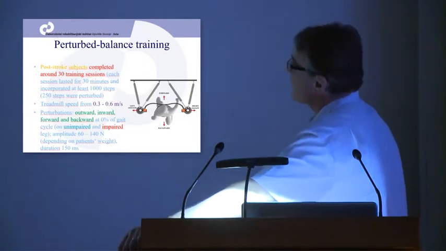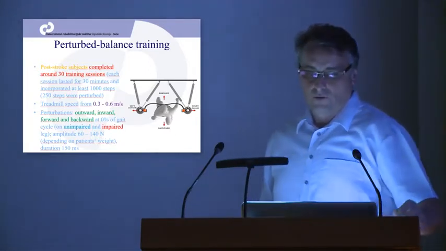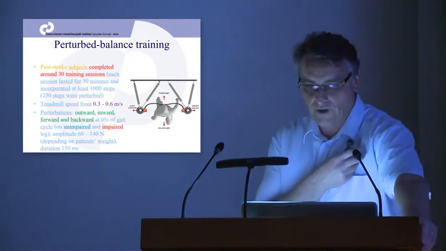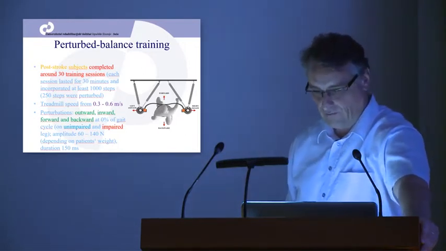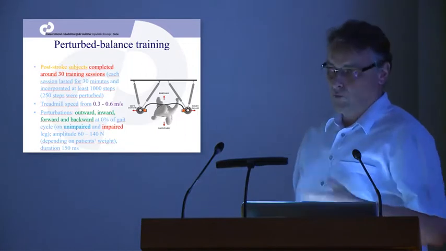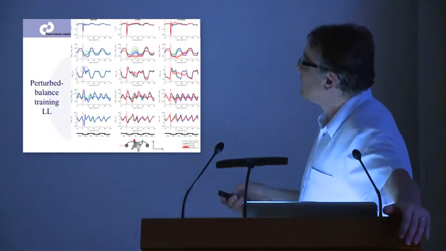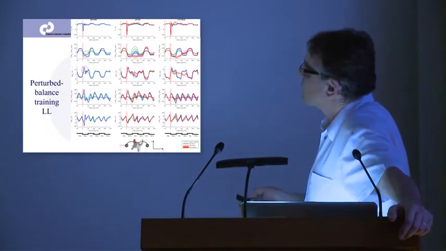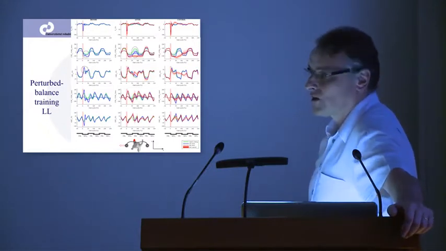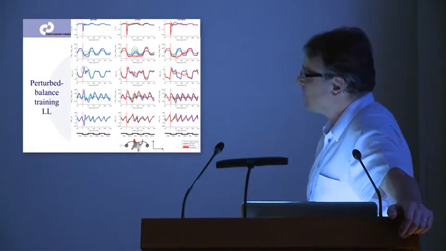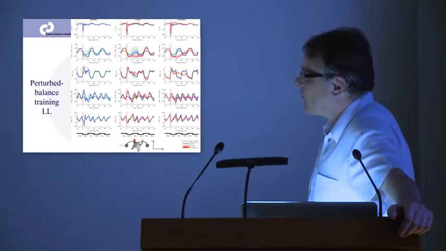And the last training regime, perturbed balance training. Again, all these patients completed around 30 training sessions. The perturbations were applied in different directions and of different magnitudes, also with varying gait speed. If we look at an example of the responses to perturbations that occurred when entering left stance to the left side, for all three patients that was the most demanding perturbation, because it actually necessitates making a cross step.